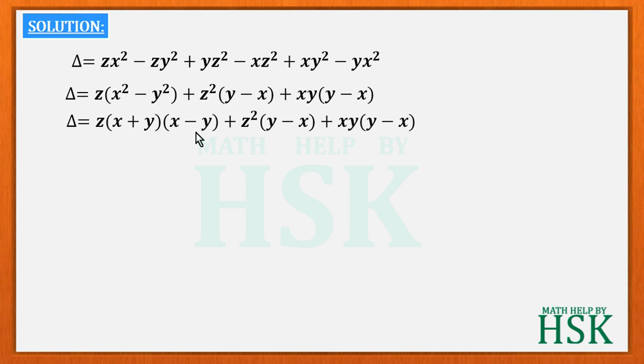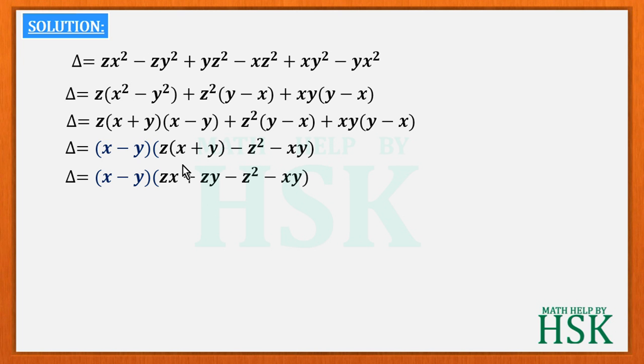Now you can see, an idea must be there in your mind, that from these three terms we can take x minus y as common. Here there is y minus x, so if we take the minus sign out, it would be placed here and here. On taking x minus y as common, I am going to get z into x plus y minus z square minus xy. Next, I am going to open this bracket to obtain zx plus zy minus z square minus xy.